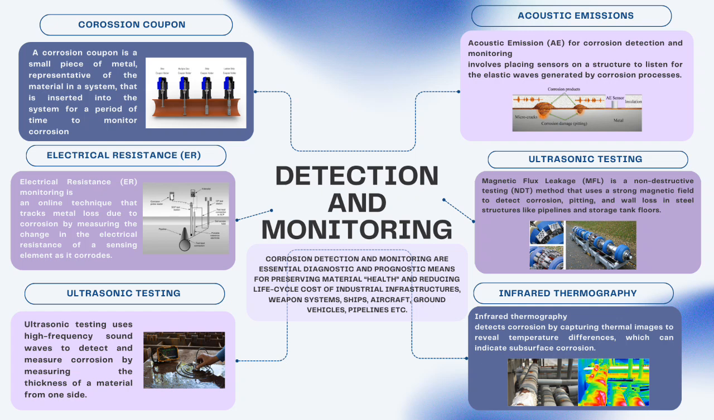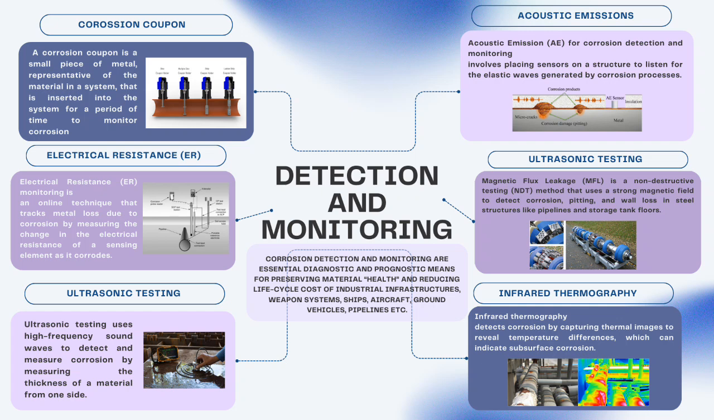Next, I will be presenting about corrosion detection and monitoring. These methods are essential because they help industry preserve material health, prevent failures, and reduce maintenance costs in systems such as pipelines, ships, aircraft, and industrial structures. First, we have the corrosion coupon method.